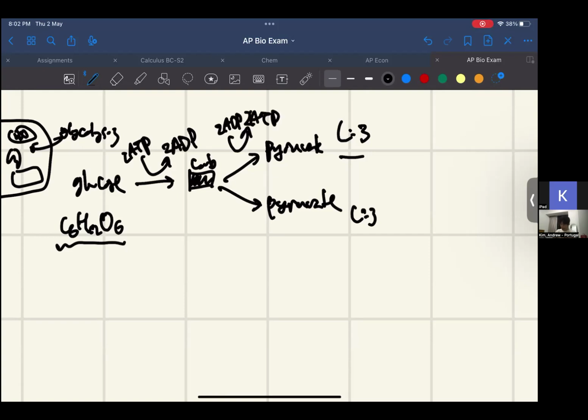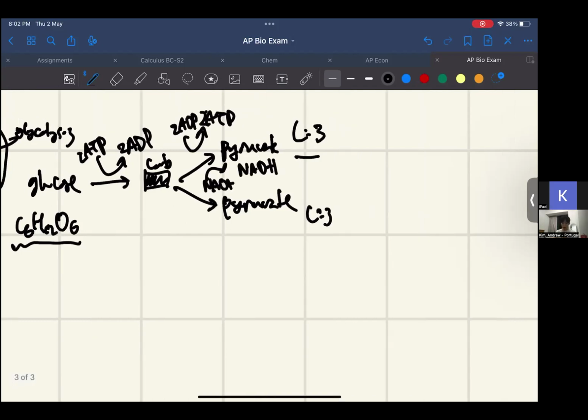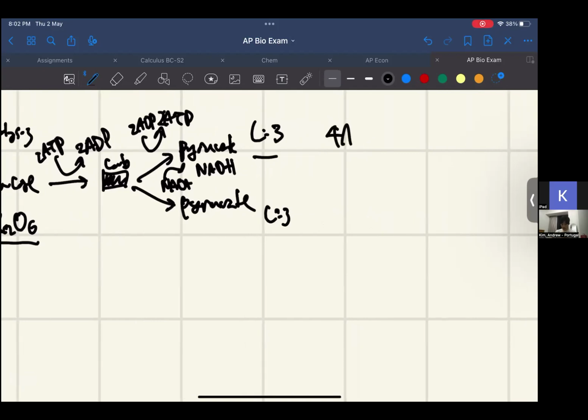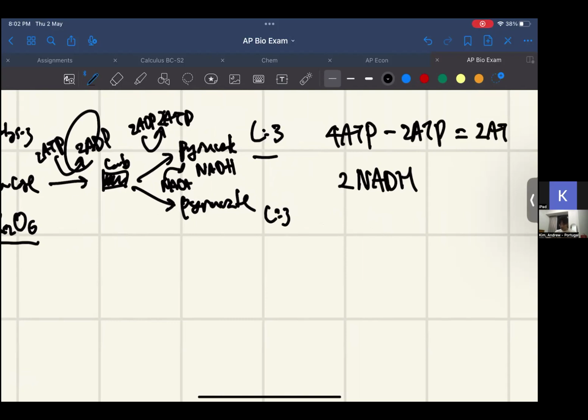And then when this carb splits into 2 pyruvates, for each pyruvate, 2 ADP changes to 2 ATP, and 1 NAD plus changes to NADH. Since you have 2 pyruvates, ultimately you will have 4 ATP made minus 2 ATP, right? Because you're spending 2 ATP over here, and you would have 2 NADH made. So ultimately, after this first step, which is glycolysis, you will have 2 ATP and 2 NADH made. Now, as I told you, we actually have a positive net gain of ATP, right? Because yes, we did lose 2 ATP here, but we're gaining 4 ATP. So we have 2 ATP net gain.